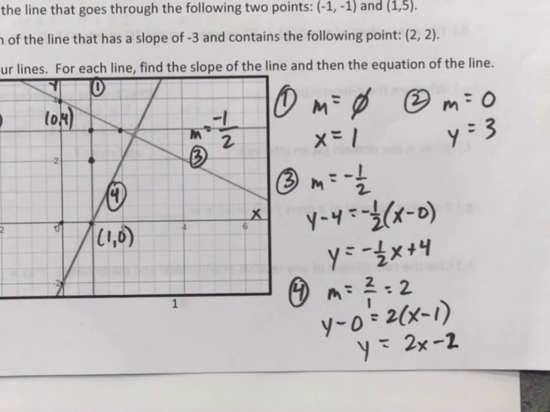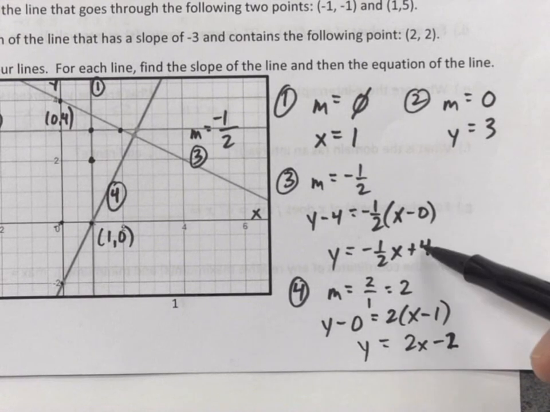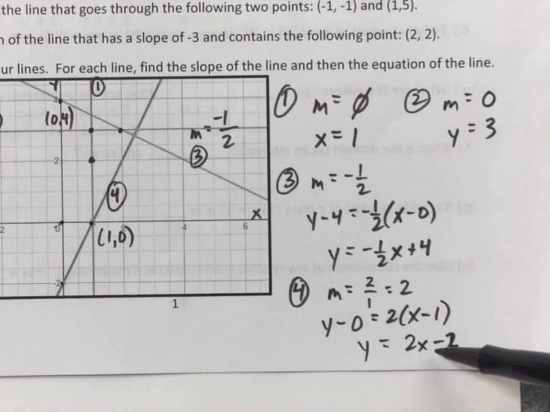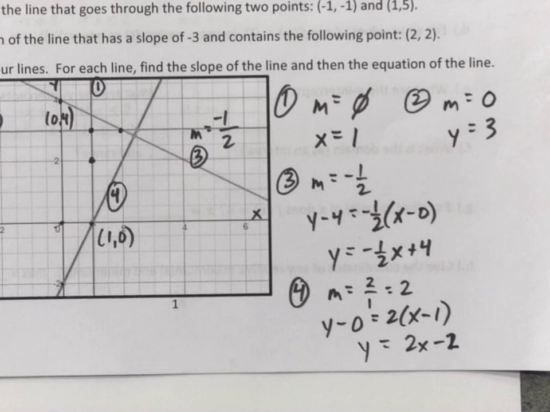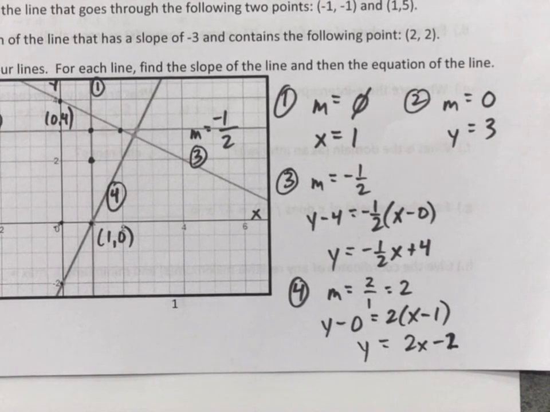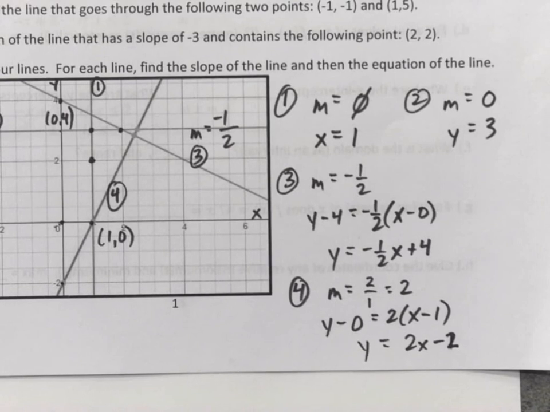Matter of fact, let me check the key for both of these. Make sure I didn't mess up. Y equals -1/2 x plus 4, and y equals 2x minus 2. All right, so those are the problems, sort of reviewing straight lines, slope, intercepts, equations, etc.